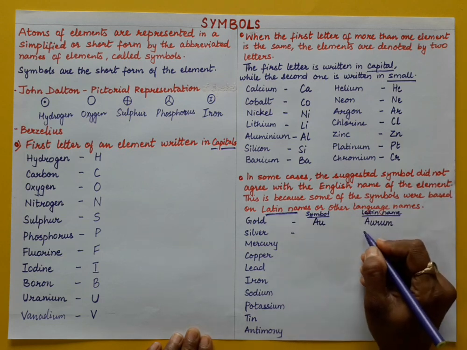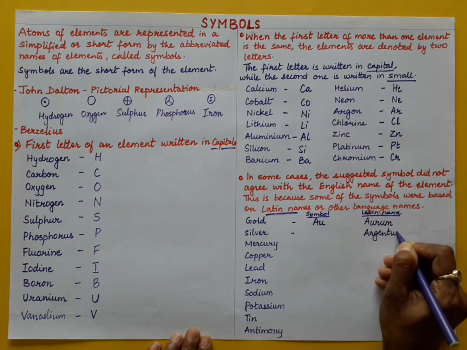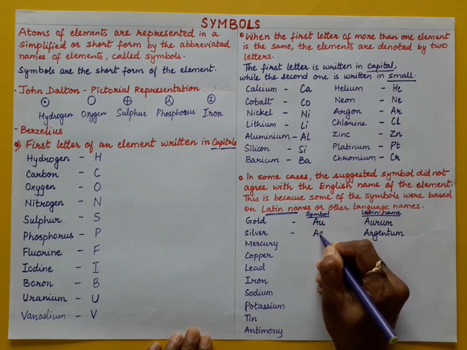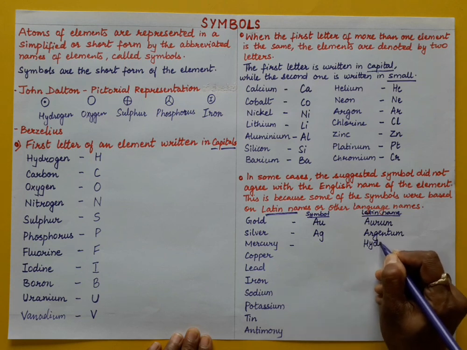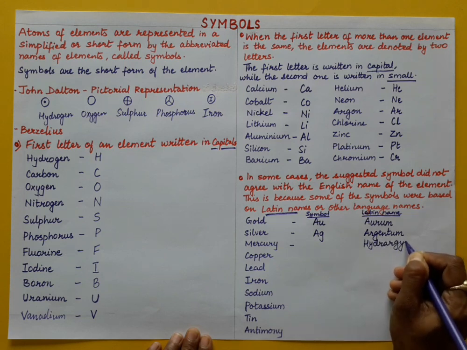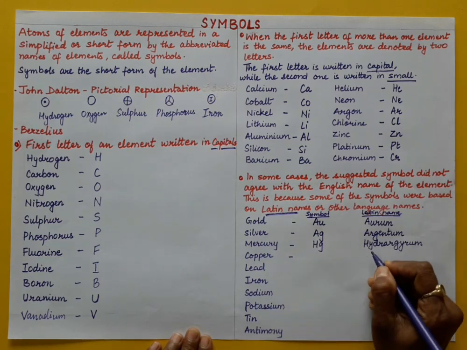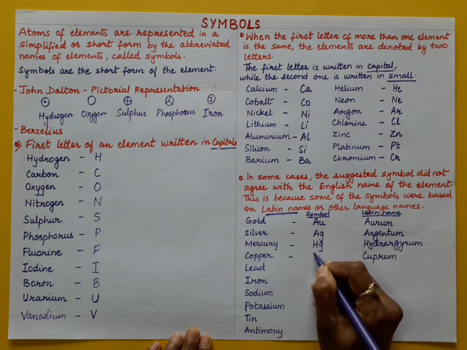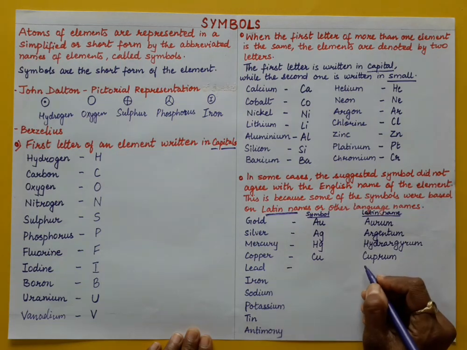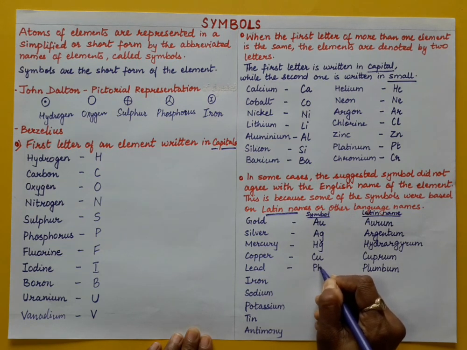Silver in Latin is known as argentum, and Ag was taken as the symbol for silver. Then for mercury, the Latin name is hydrargyrum, and Hg was taken for mercury. Copper's Latin name is cuprum, and Cu was taken as the symbol. Lead's Latin name is plumbum, and first letters of the Latin name were taken, Pb. Not the first two, in this case plumbum, P and B.